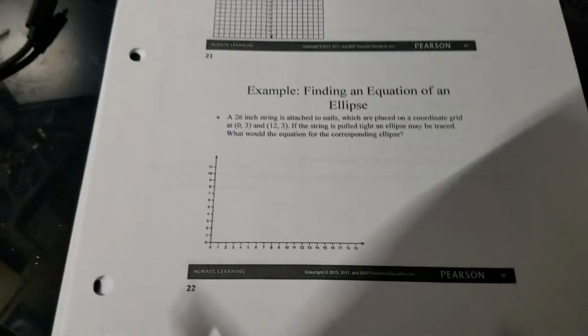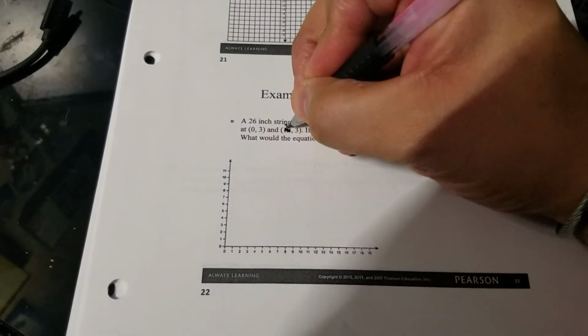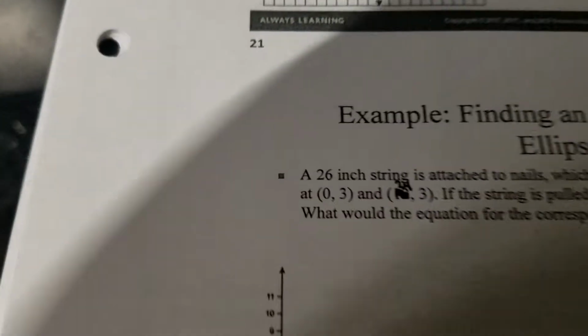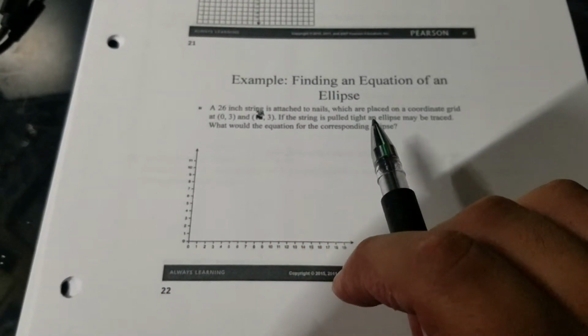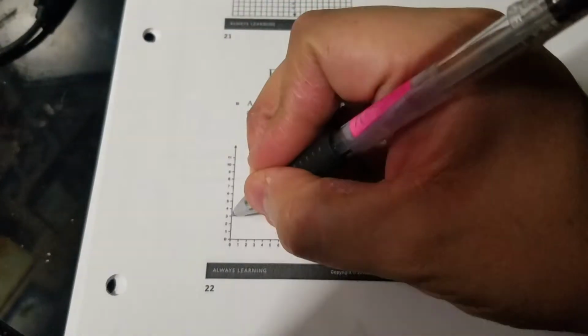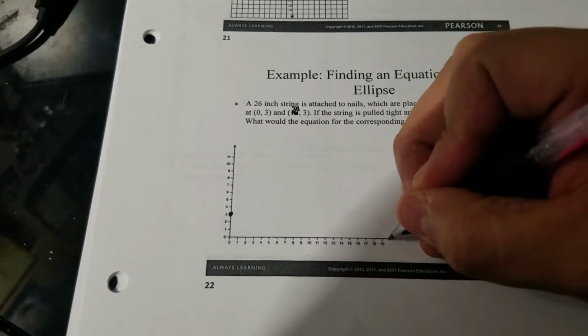So first off, guys, this one, like we said in class, this was a mistake. This should say 24 and 3. It's a little hard to see. Change it to a 24. So a 26-inch string is attached to two nails located on a coordinate plane at 0, 3 and at 24, 3. So I'm going to have to come a little bit off the paper here.